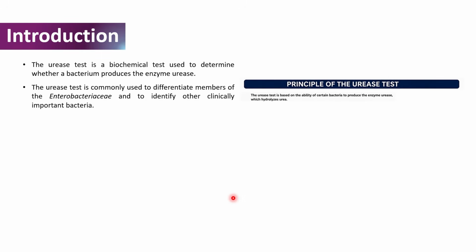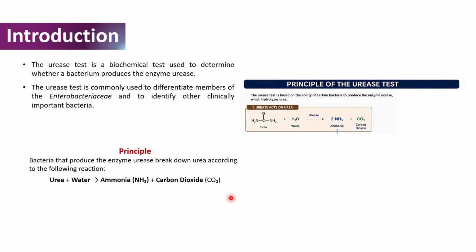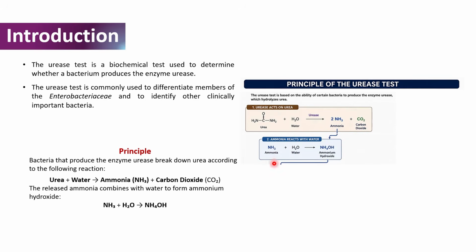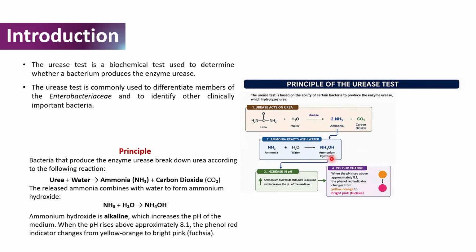Principles of the Urease test. The Urease test is based on the ability of certain bacteria to produce the enzyme urease to hydrolyze urea. So bacteria that produce the enzyme urease hydrolyze or break down urea into ammonia and carbon dioxide. The ammonia produced then reacts with water to form ammonium hydroxide, which creates a more alkaline medium and causes an increase in the pH of the urease medium.